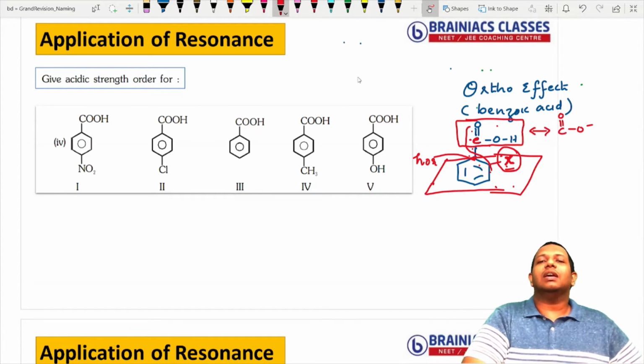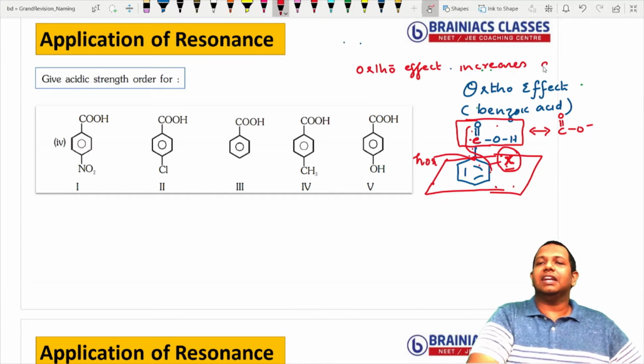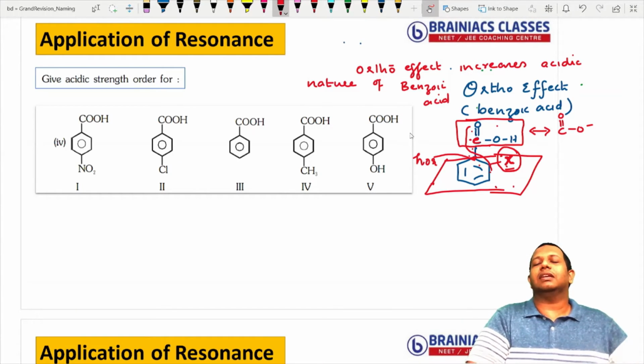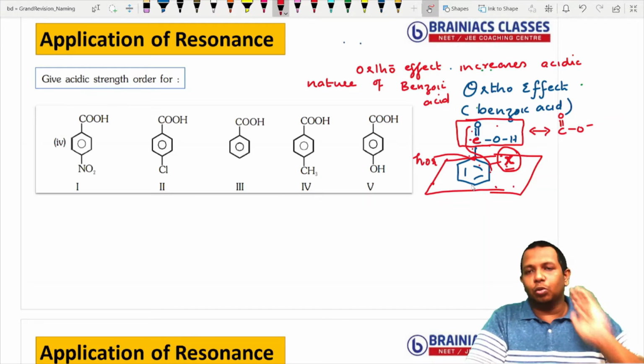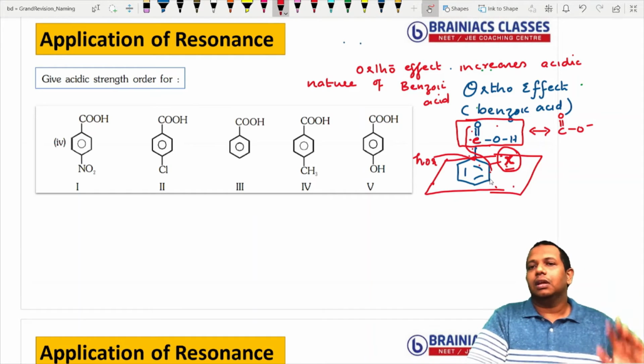So I can say ortho effect increases the acidic nature of benzoic acid. Understood? So in exam, if there is ortho substitution in benzoic acid, that one will be a super acid compared to any other thing. So please remember this point, very, very important.